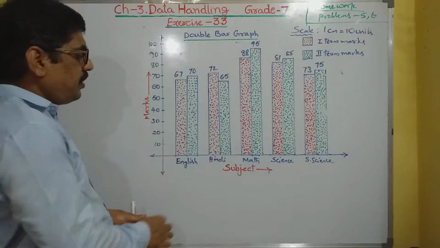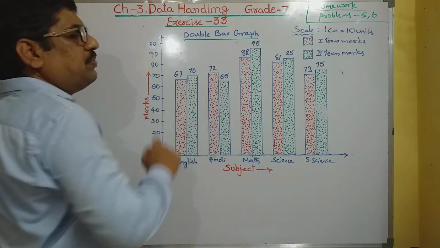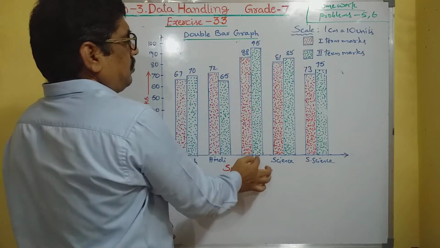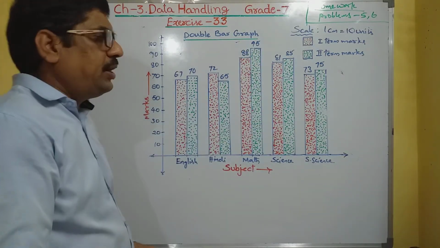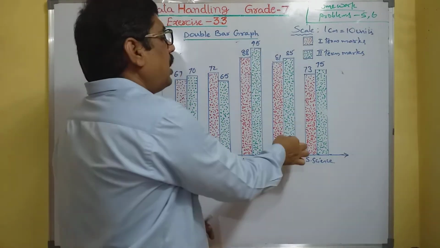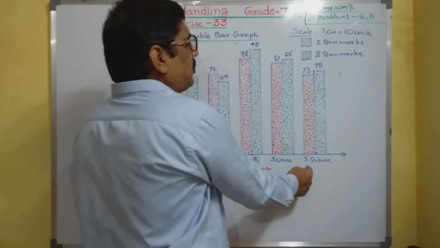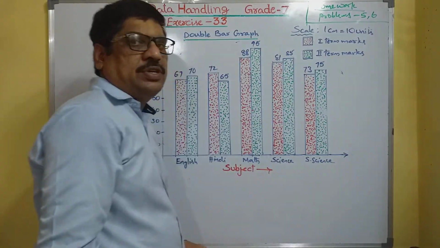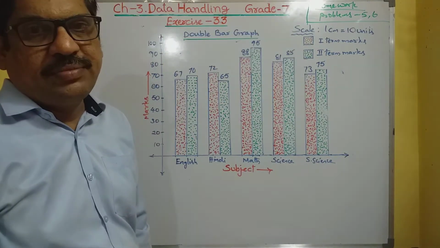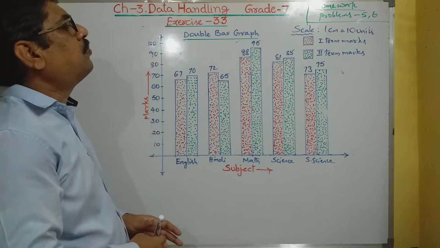In the same way, in Hindi, he got 72 in the first term, 65 in the second term. And in Maths, he got 88 in the first term, 95 marks in the second term. In Science, he got 81 marks in the first term and 85 marks in the second term. Okay, similarly in Social Science, he got 73 marks in the first term and 75 marks in the second term. Okay, this is the information about the boy's performance.